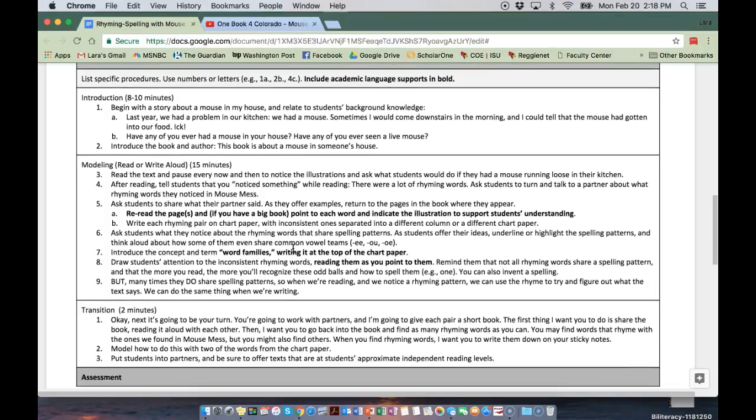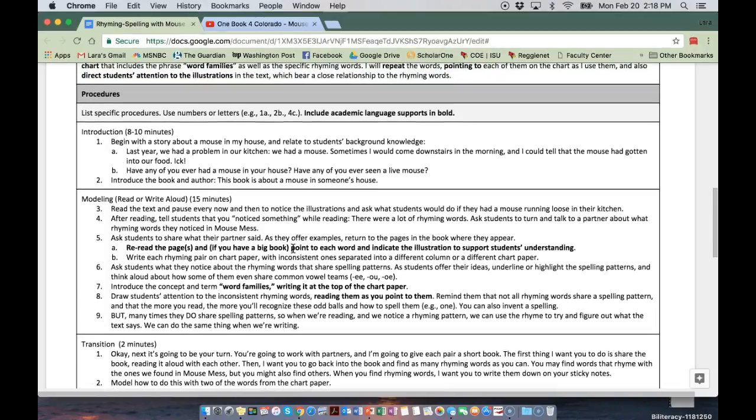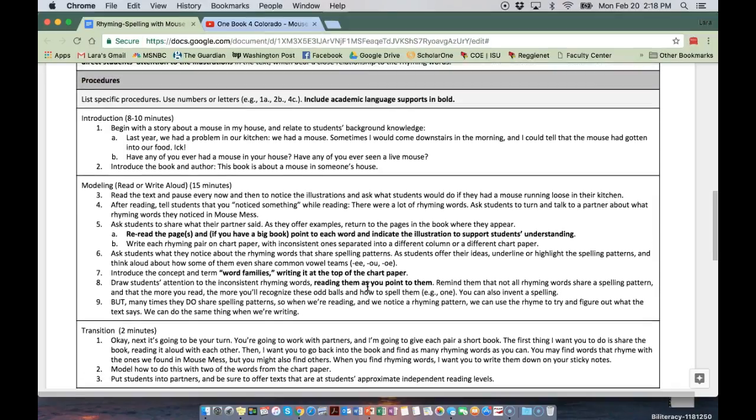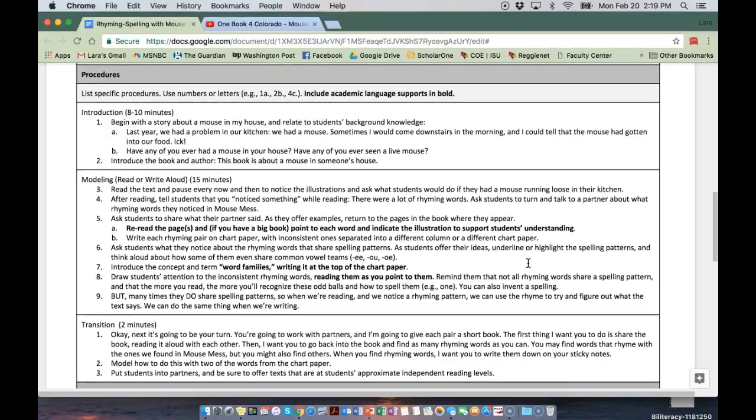So I have a lot here in my procedures. And sometimes I even script out what I'm going to say. You don't have to script out what you're going to say, but sometimes I find it useful to think very carefully about how I'm going to introduce something to students. So you can take a second to read through the introduction and the modeling and the transition here, and then I'll talk about them. I'll give you about a minute or so to read.